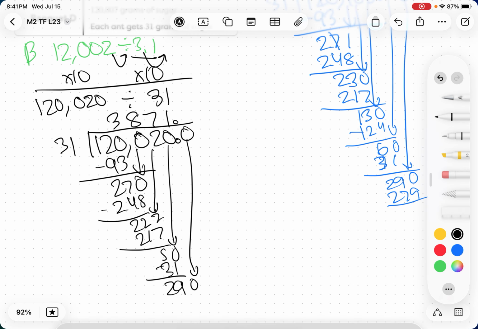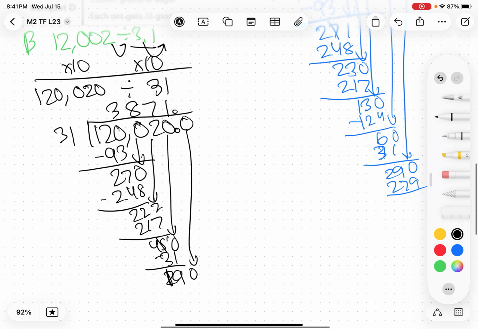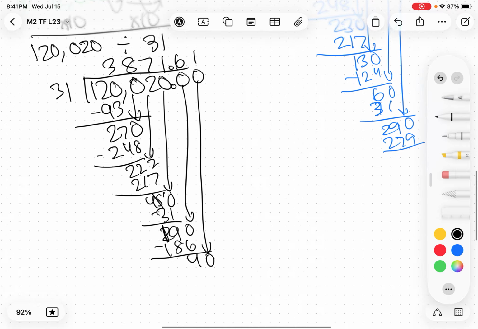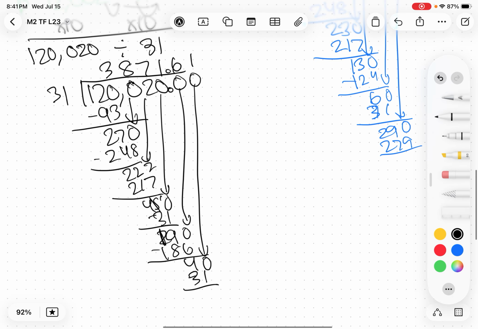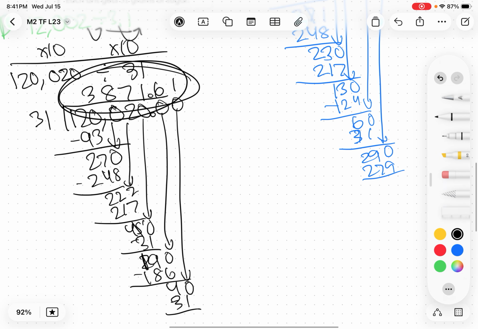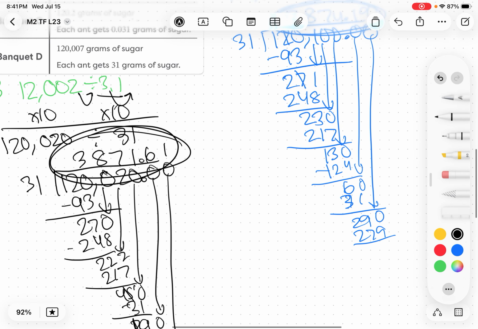Did I subtract correctly? I think this is actually 19. Sorry, I forgot to borrow properly over there. And that'll go into that. I'm going to go with 6 times with 186. Subtract, I have a 4. And then that'll go into that 1 time. And that is where I will stop. So for banquet B, that is the number. We're going to move on to banquet C at this point.